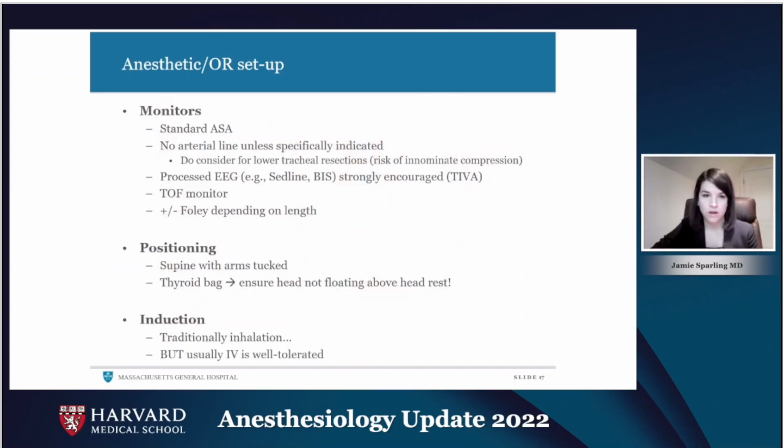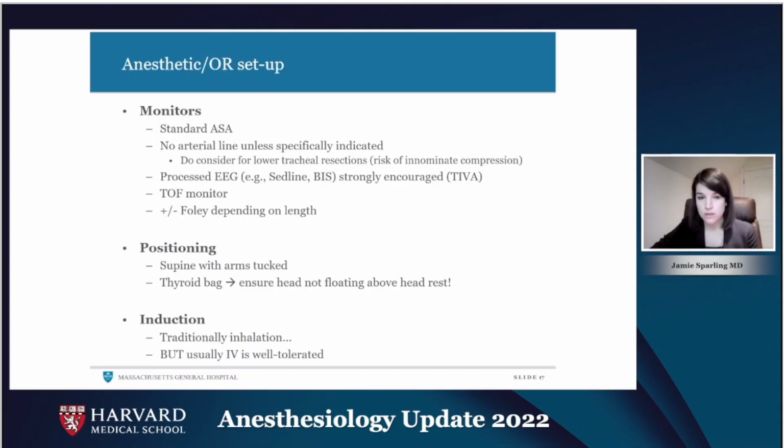The remainder of our setup includes standard ASA monitors. We don't routinely use an arterial line unless it's specifically indicated due to patient factors. These are an important consideration for lower tracheal resections, however, due to the risk of innominate compression. They may also be considered for patients with borderline pulmonary reserve, for whom serial blood gas analysis would be helpful, as well as for patients where jet ventilation is employed without the opportunity for sampling of end-tidal CO2, or if this is felt to be unreliable.